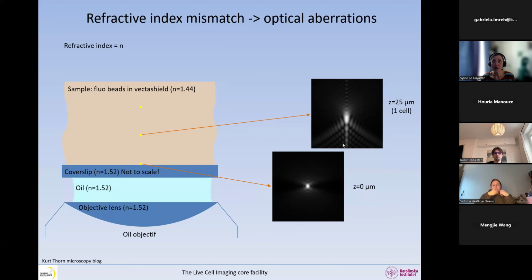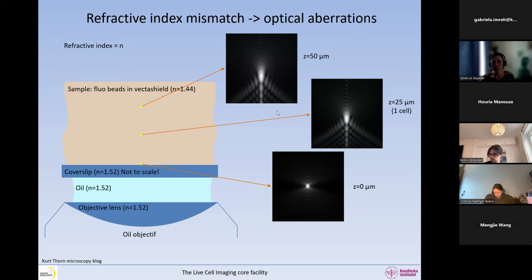But actually, this effect starts immediately. I'm sure that people who have imaged a monolayer of cells at high resolution have noticed that the resolution and the contrast are much better when you're imaging close to the cover slip than if you're imaging the top of the cell. So we're talking about maybe 10 microns. This effect starts as soon as the light has to travel through the new medium. So here we have a distorted PSF, and if we continue here, we get an even more distorted PSF. This is the effect of having refractive index mismatch.